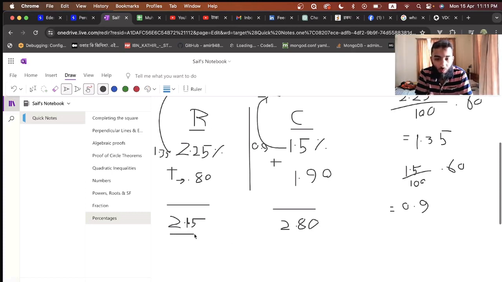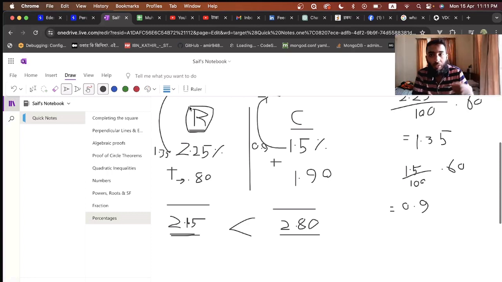So which one is greater, 2.15 or 2.80? Of course 2.80 is greater and 2.15 is cheaper. So the rail tickets, this company selling railway tickets, this company offers a cheaper package.